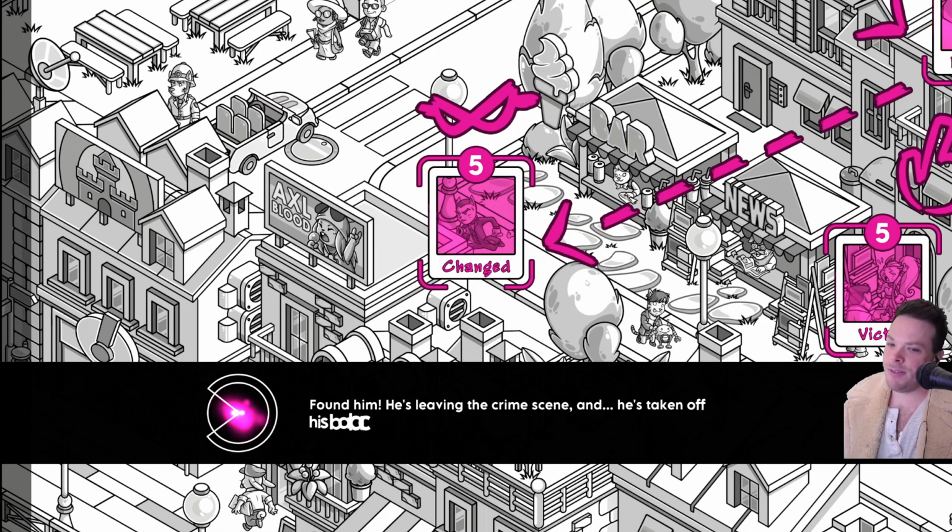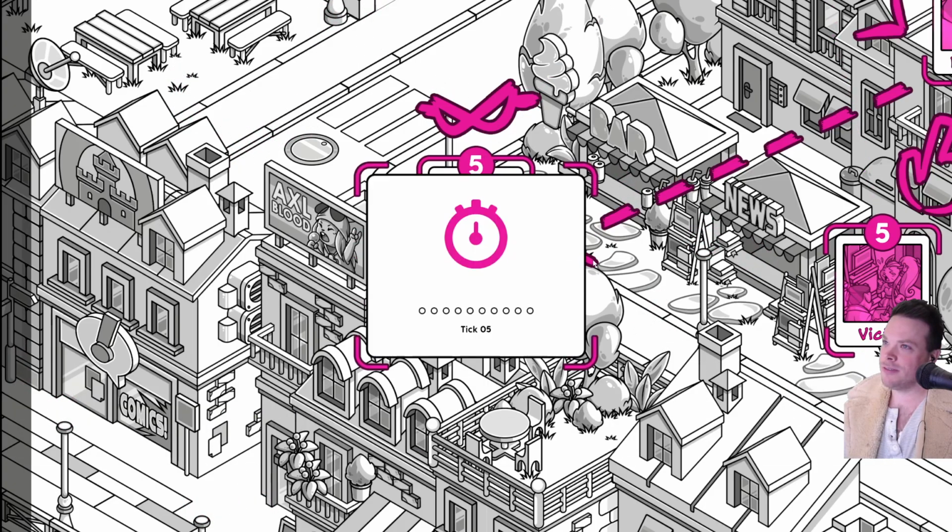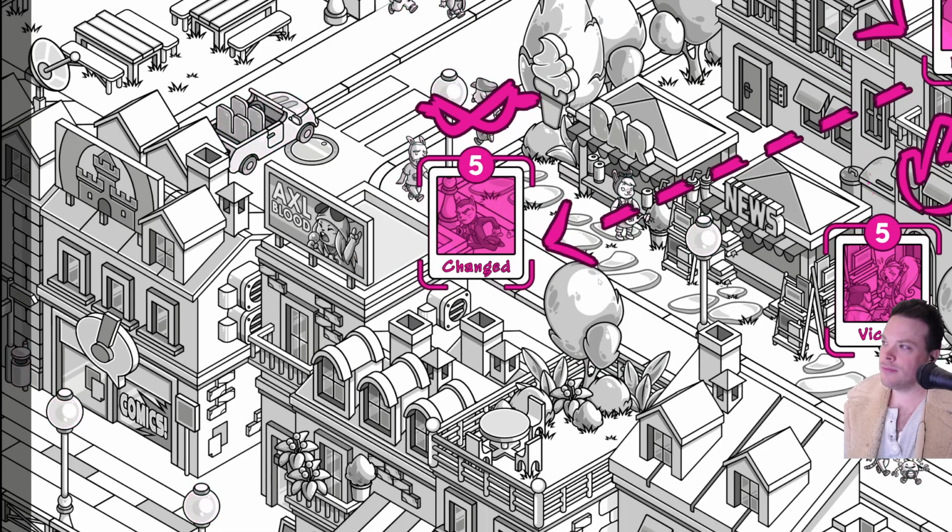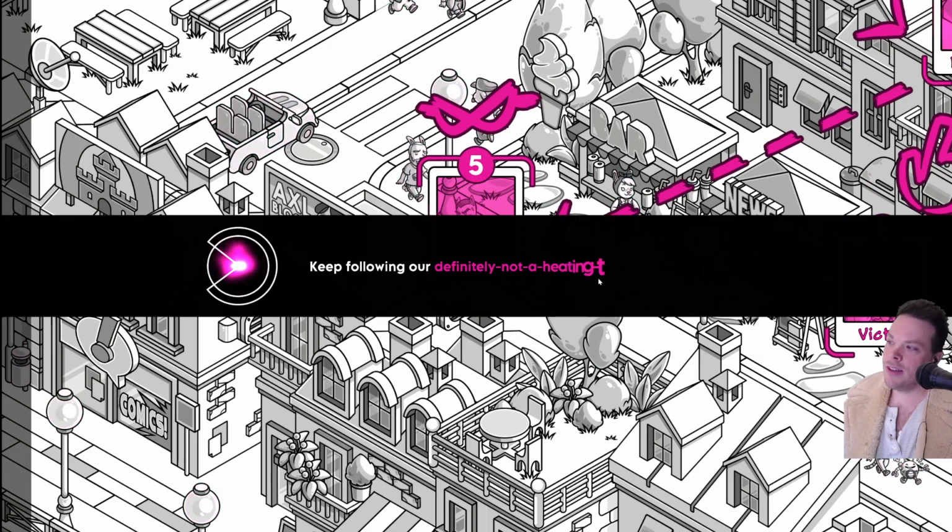Found him. He's leaving the crime scene, and he's taken off his balaclava. Clever. Keep following out. Totally not a heating technician.